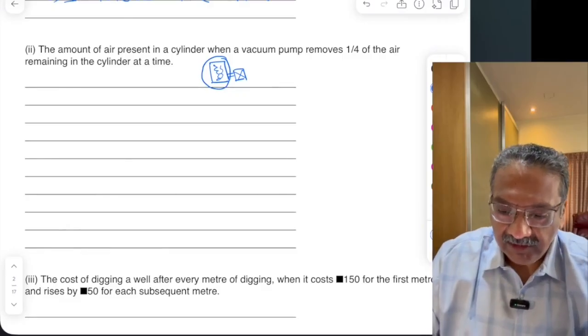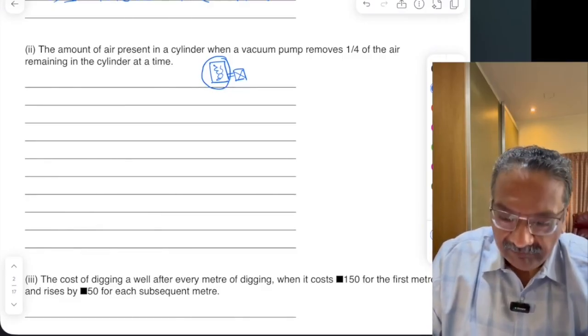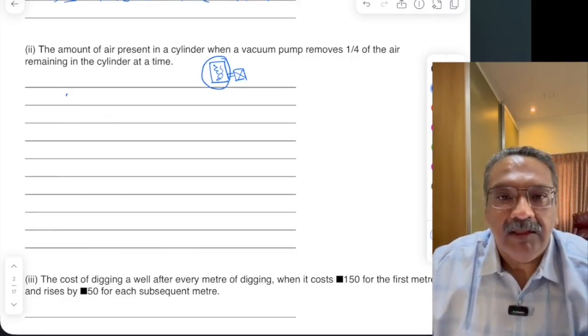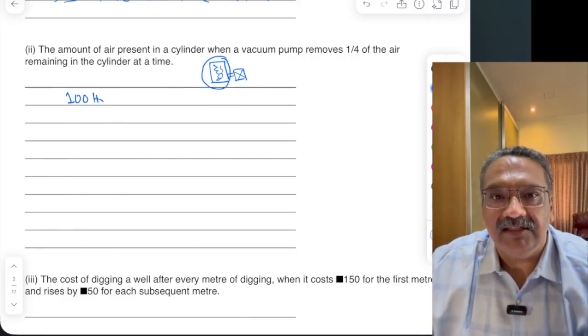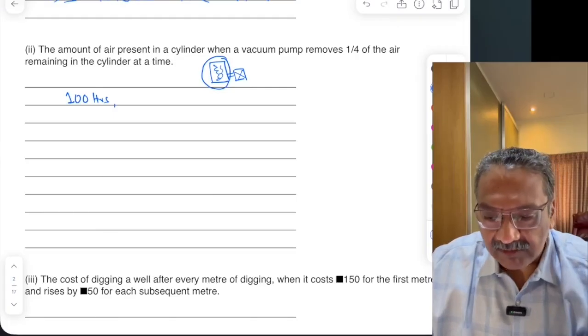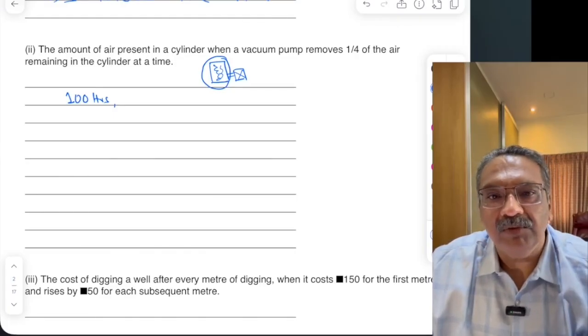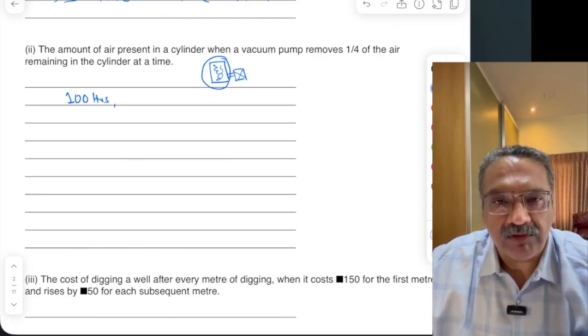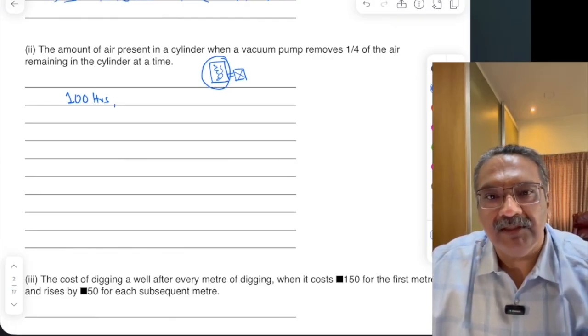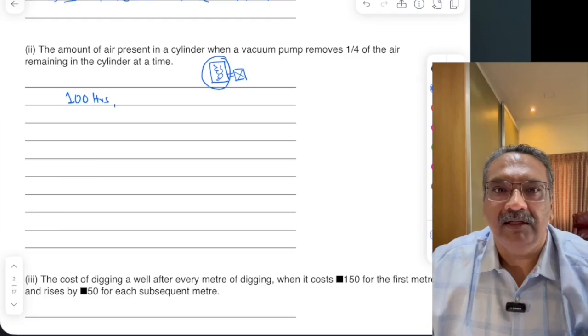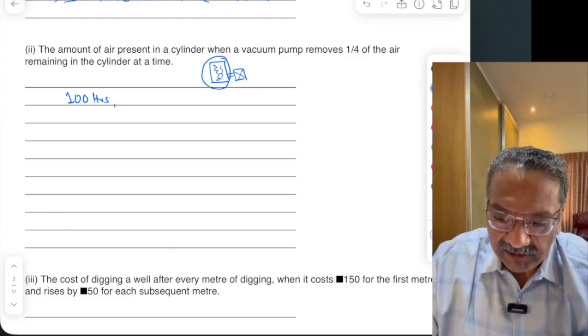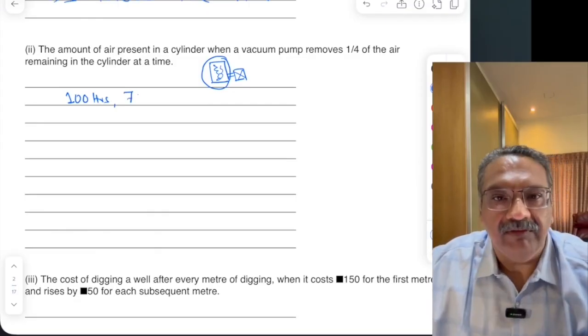What does this mean? Supposing the cylinder initially had 100 liters. If there are 100 liters in the first instance, so what happens is, when the vacuum pump operates, it removes 1/4 of the air. So 1/4 of 100 is 25. So 25 liters of air is removed, then the remaining quantity of air is 75 liters.